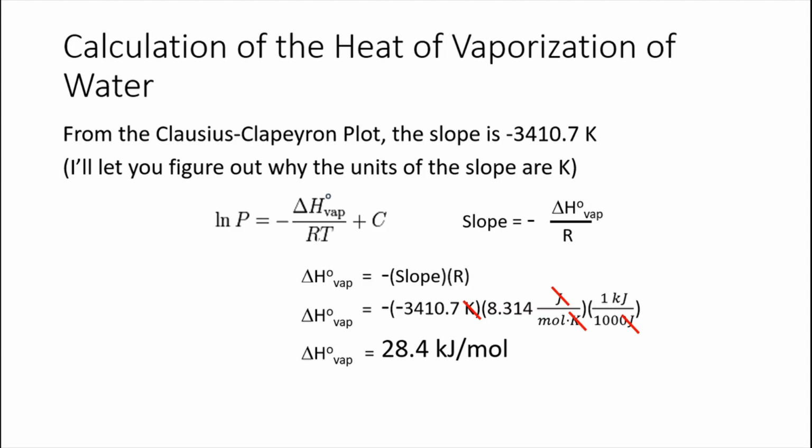Notice that the two negatives kind of offset each other. And as expected, delta HVAP is a positive value because we expect that vaporization of a liquid should be endothermic. It should require an energy input to break up the intermolecular forces that are holding the liquid molecules closer to each other than they are in the gas phase.